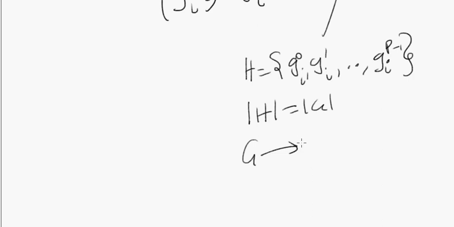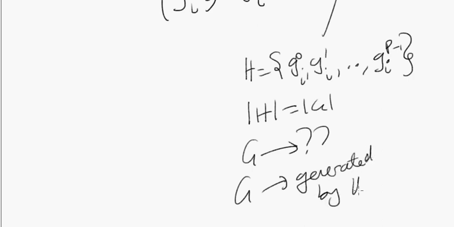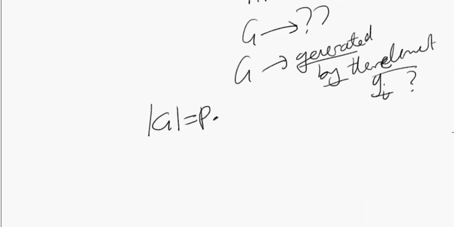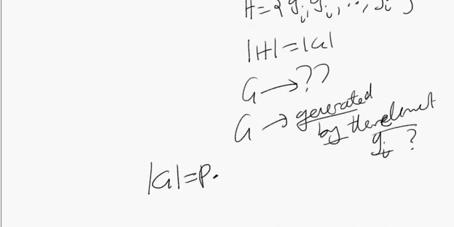In particular, does it tell us that G can actually be generated by the element g sub i? Can G be generated by the element g sub i? Right, is the question. And if so, what does Lagrange's theorem tell us about a group which has prime order? What can we conclude? So please think about that, and in the next video we'll explore this idea further.